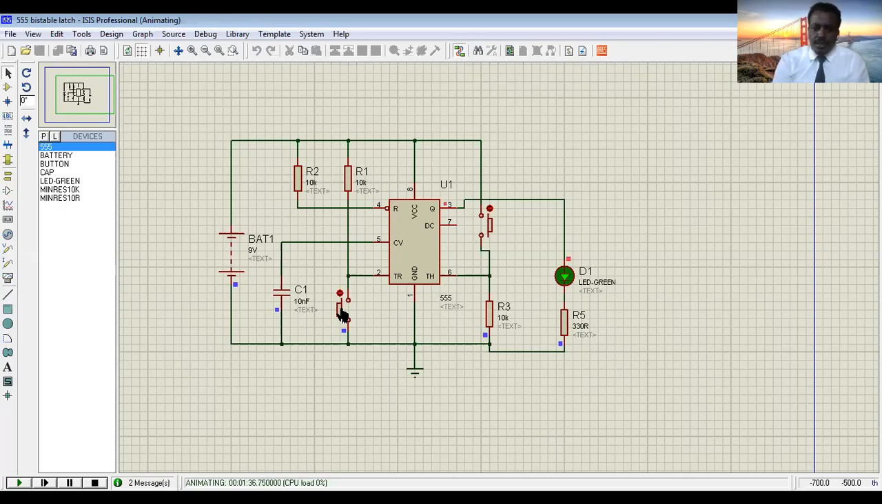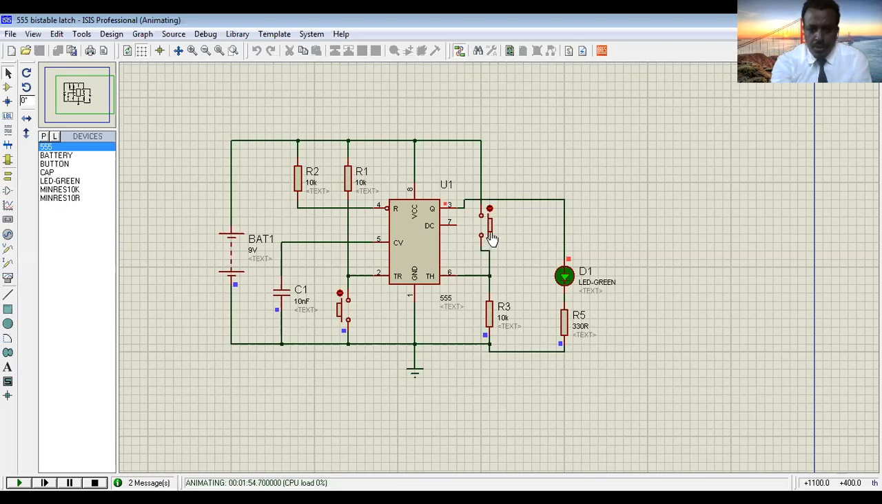Okay, so it does not change from high to low by itself. The states are stable. That's why bi means 2. 2 means high and low. The 2 states are stable. Once it is low, it remains low. To change it to high, we need another input.